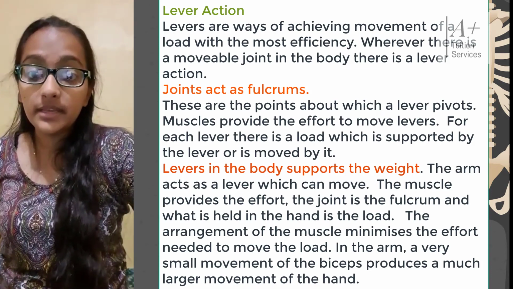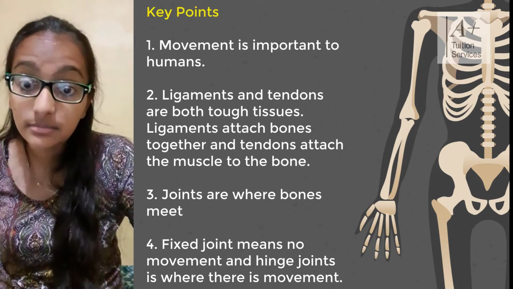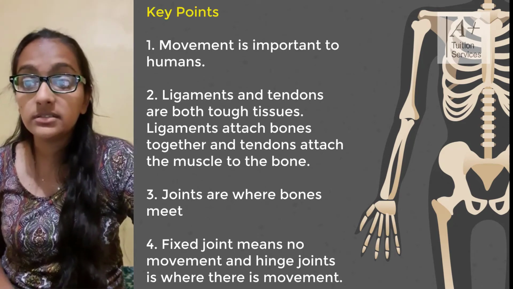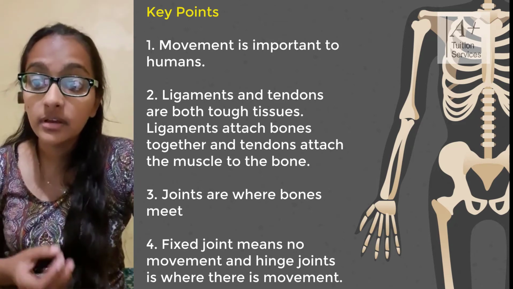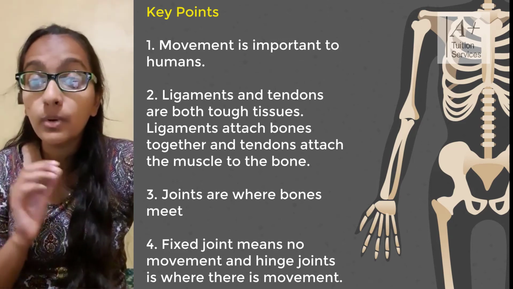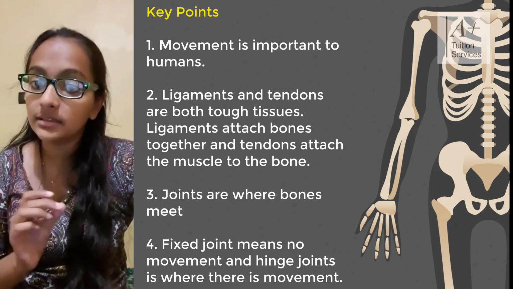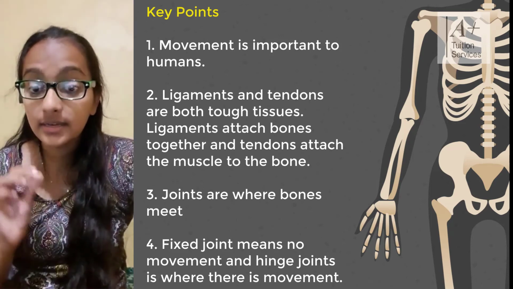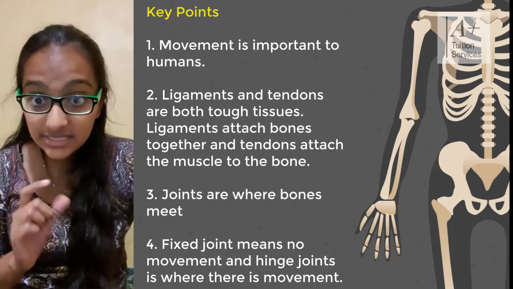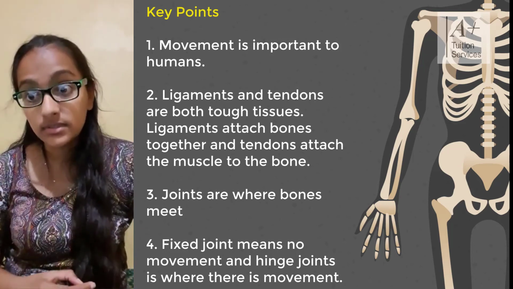So other things to note, some key points will be: movement is important to humans. We stand on our feet, walk on our two legs, and use our hands to make and use tools or objects. Ligaments and tendons are both tough tissues. Ligaments attach bones together, and tendons attach muscles to bone. That is an important thing to remember, so you will not mix up what is a tendon and a ligament. Again, a ligament attaches bones together, and tendons attach muscles to bones.